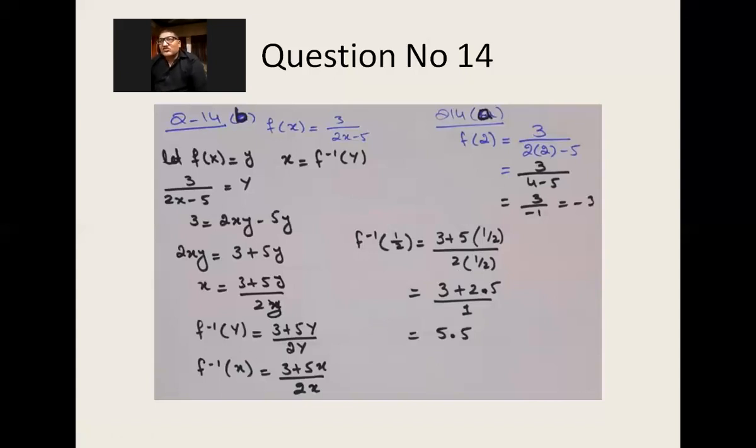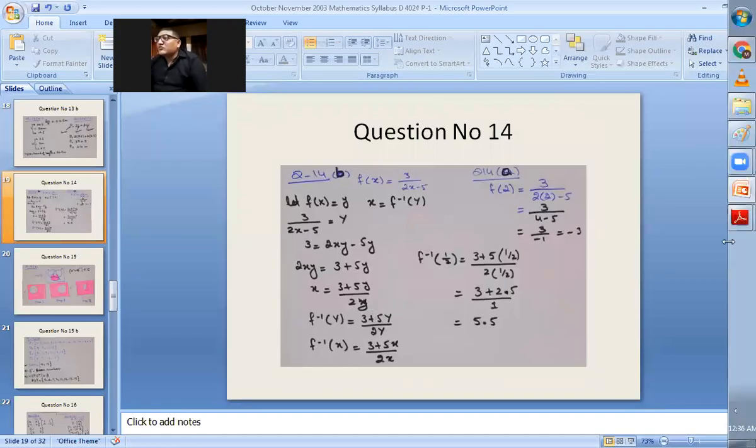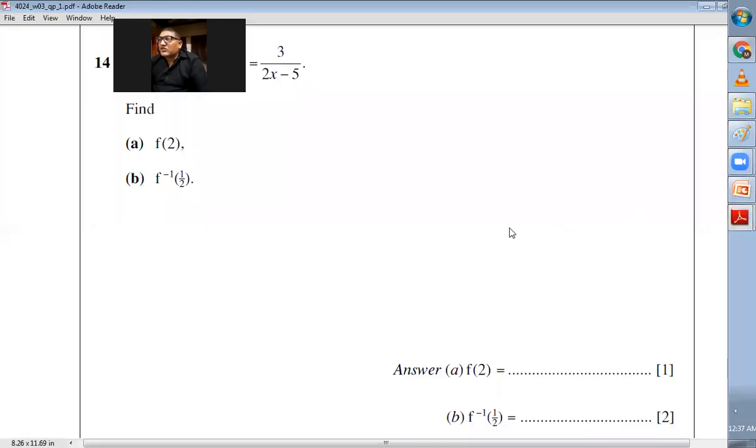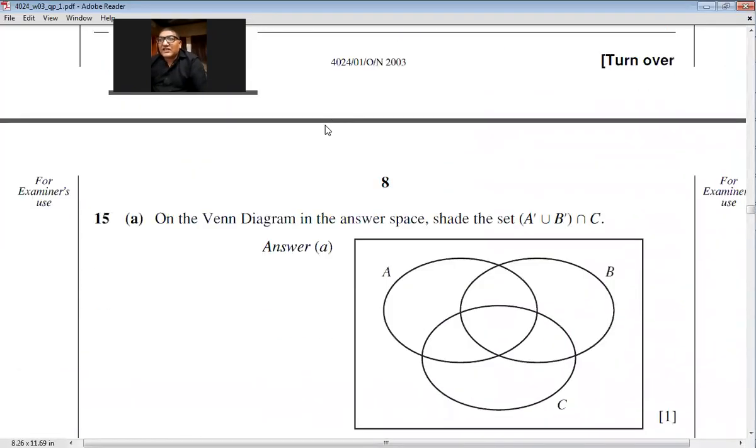So this is question number 14, and this was on the concept of functions. And I hope that it's clear to you. The second part was a little tricky, not that tricky, but a little tricky. So let's move to the next question. This next question is question number 15.